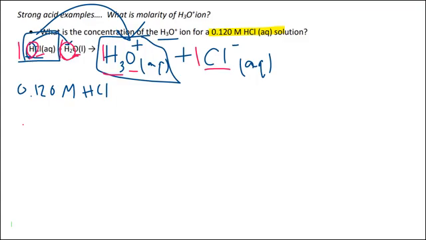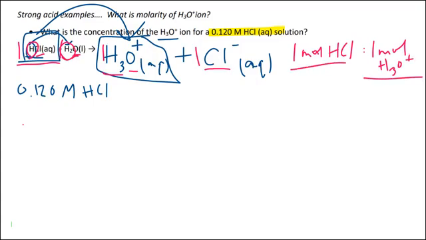Okay, so if I want to compare these two, I would say that 1 mole of HCl goes with 1 mole of H3O+. So if I'm going to write those ratios, 1 mole of HCl over 1 mole of hydronium, or I would say 1 mole of hydronium is equivalent to 1 mole of HCl. So I need to use one or the other, okay? And so I'm going to do an or here.